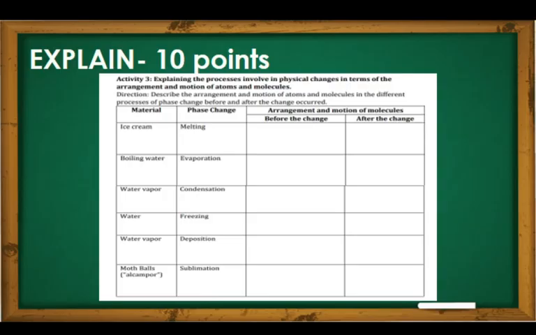You can now proceed with activity number 3 entitled Explaining the Processes Involved in Physical Changes in Terms of the Arrangement and Motion of Atoms and Molecules. You are given the task to describe the arrangement and motion of atoms and molecules in the different processes of phase change before and after the change occurred.